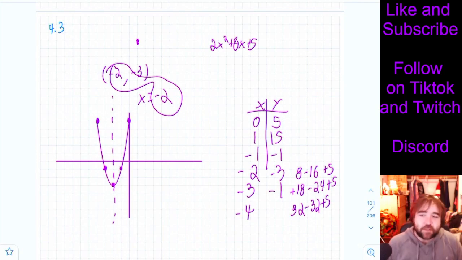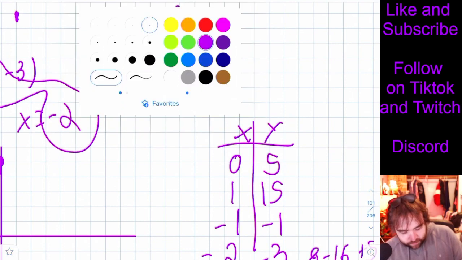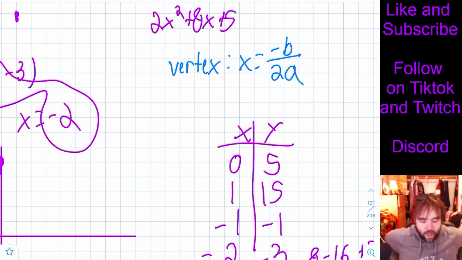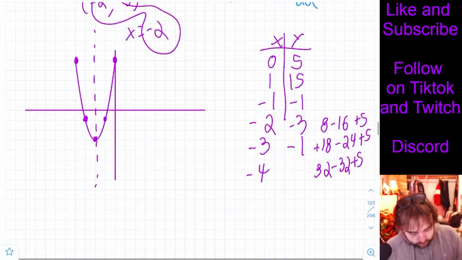Because we don't want to have to sit here and plot points every single time. Well, one formula that we can know, let's change colors so it sticks out, is that the x-coordinate of the vertex is always x equals -b over 2a. Now, why is that the case? That takes a lot of work, actually, to show why that's the case.